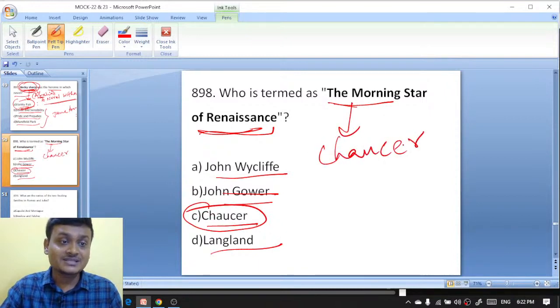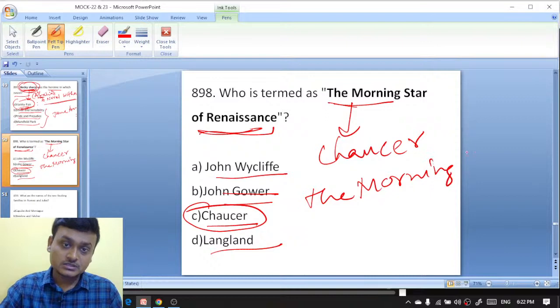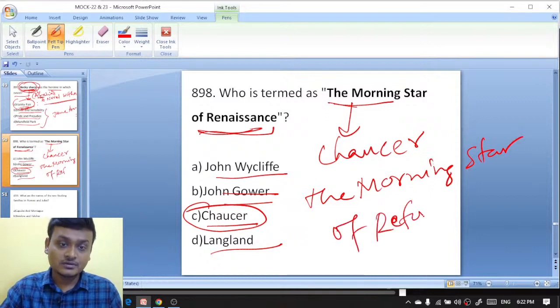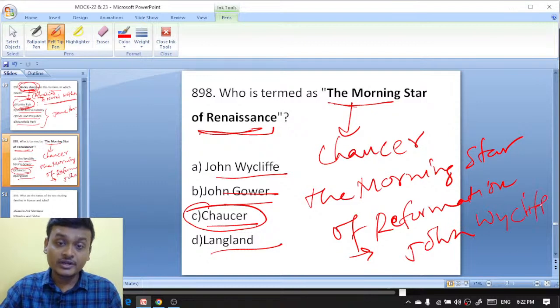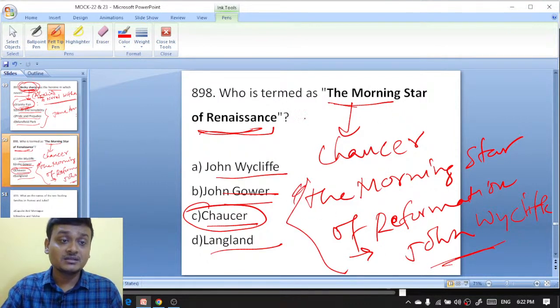Now, who is known as the morning star of Reformation? It is John Wycliffe. The morning star of Reformation is John Wycliffe, whereas the morning star of Renaissance is Chaucer.